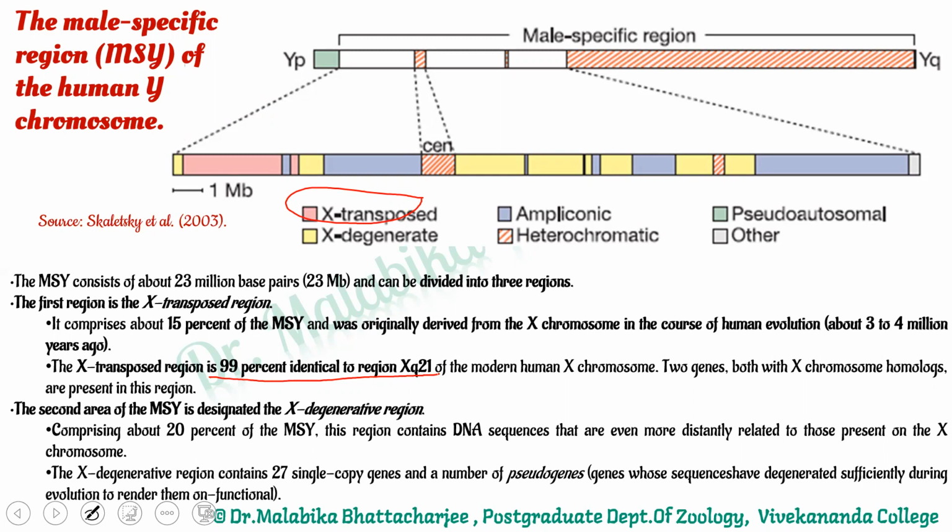Next, the second area of MSY is designated as the X degenerate region. So the X degenerate region, the yellow colors, look at the yellow colors. This comprises about 20% of the MSY, and this contains DNA sequences that are very distantly related to the X chromosome. It has been seen that in the X degenerate region, 27 single copy genes and a number of pseudogenes are present.